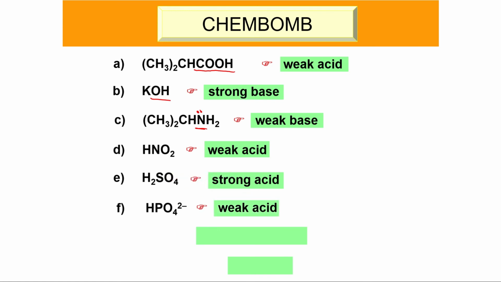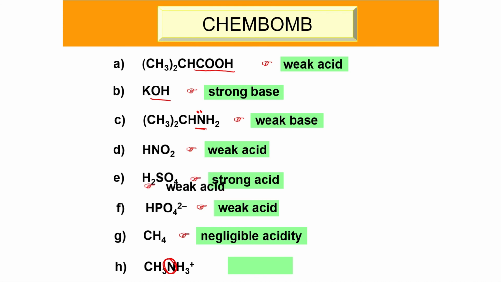Then we have CH4, methane. Here methane is neither acid nor base. It is a species with negligible acidity. Then the last one we have is NH4 plus. Even though it consists of nitrogen here, this nitrogen has no lone pair. But it has a positive charge, which means it has an extra proton here. So it is an acid, but it is a weak acid.